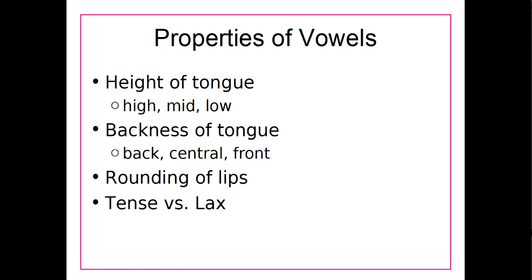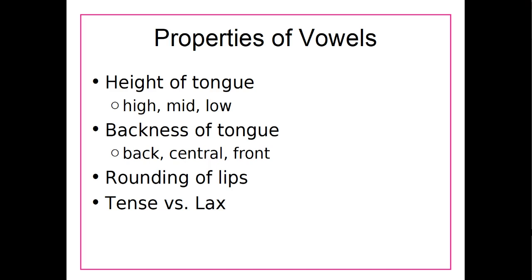Then we have what's called the backness. So we have vowels that are back, central, and front. So basically vowels that are said with the tongue in the back of the mouth, the middle of the mouth, or the front of the mouth. And we can have combinations of height and backness. So we can have a high front vowel, we can have a low back vowel, a high central vowel, and whatever combination there.